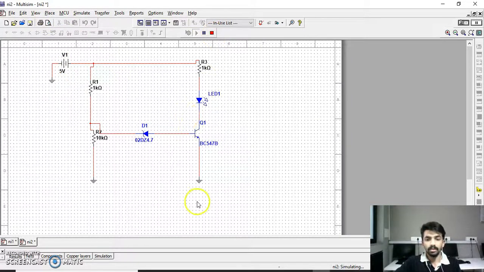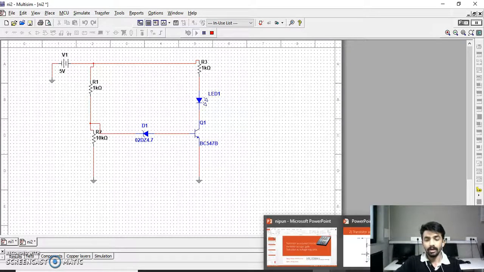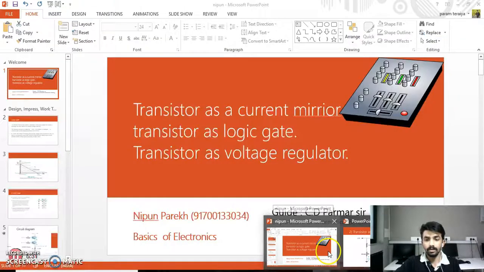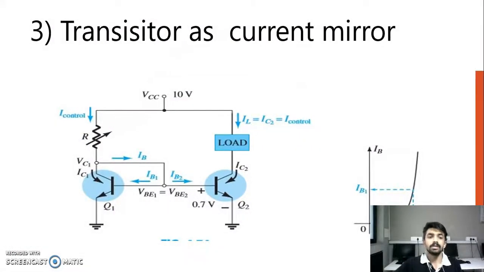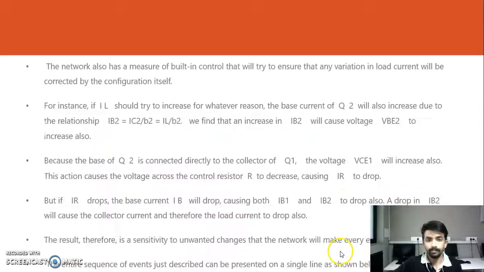Now let's move to the third part, the transistor used as a current mirror. Yes, this is the circuit of the transistor used as a current mirror. In this there is a voltage supply. I have taken one variable resistance, one load resistance and two transistors. And this is the graph of this current mirror.